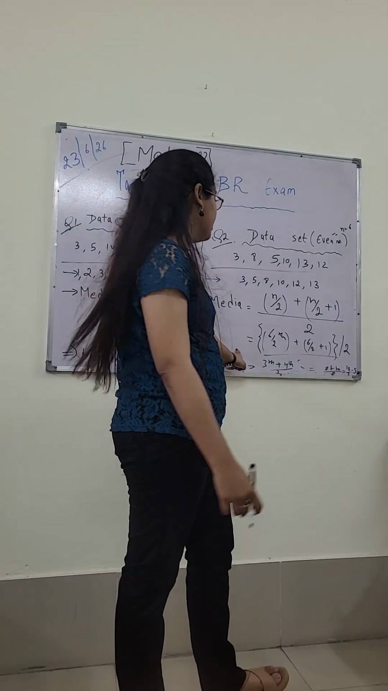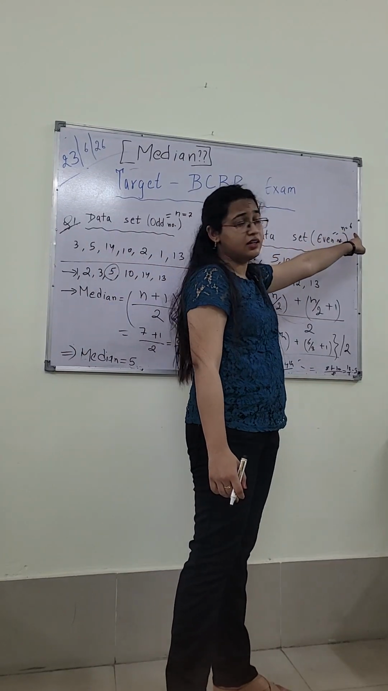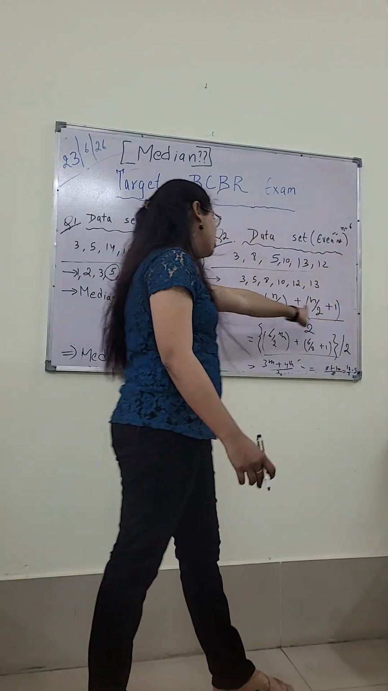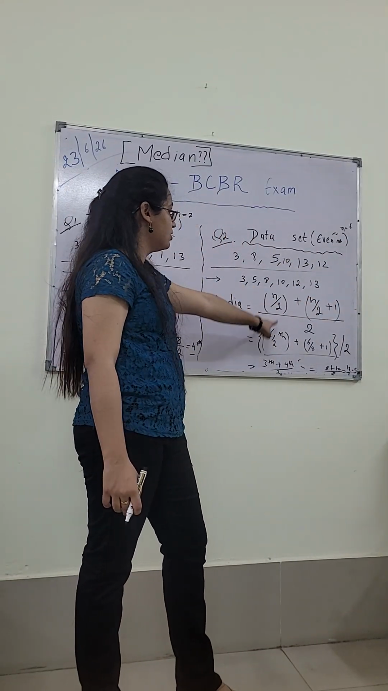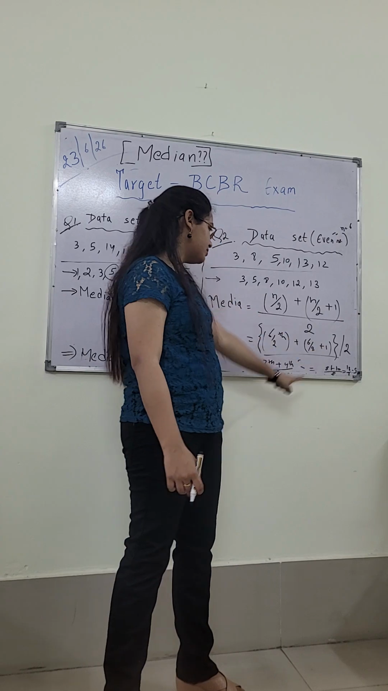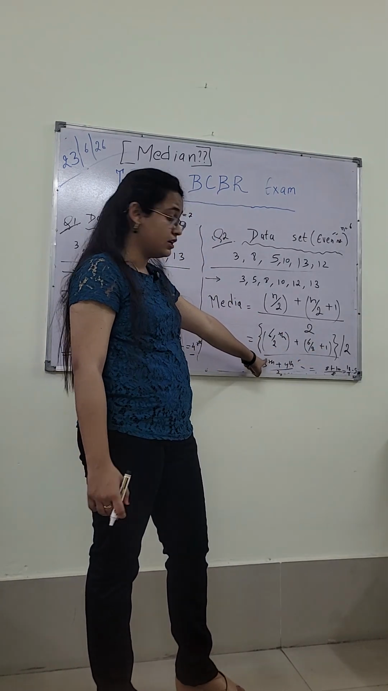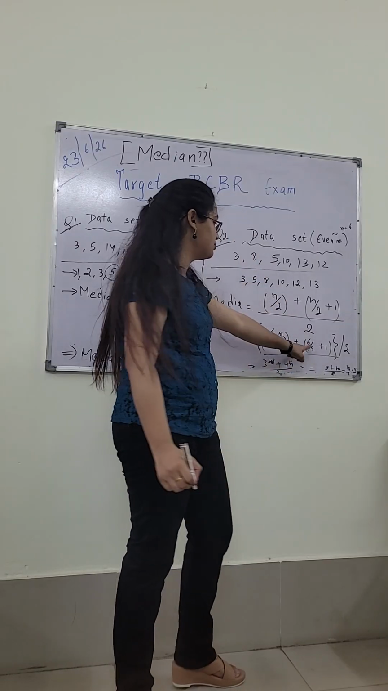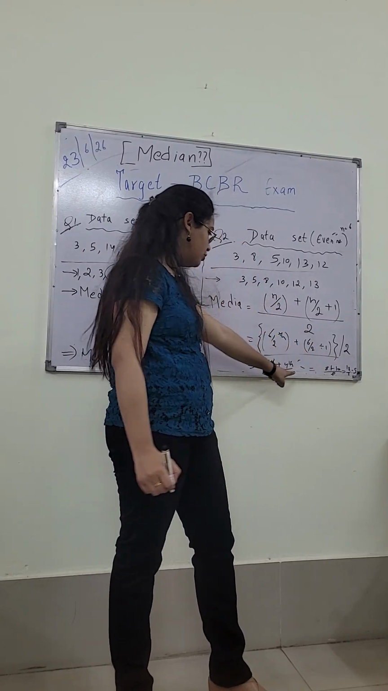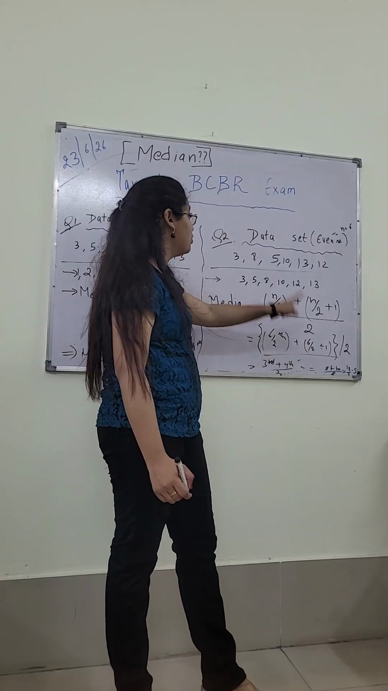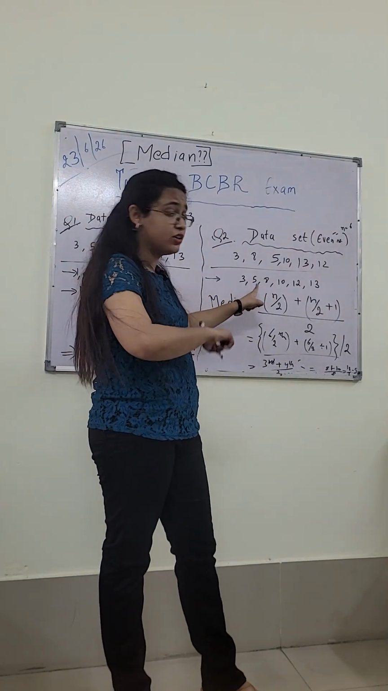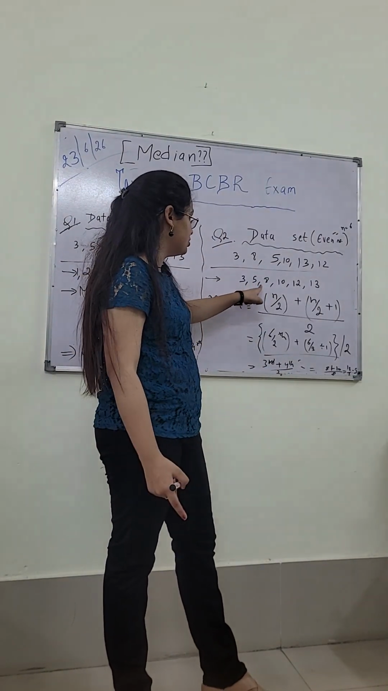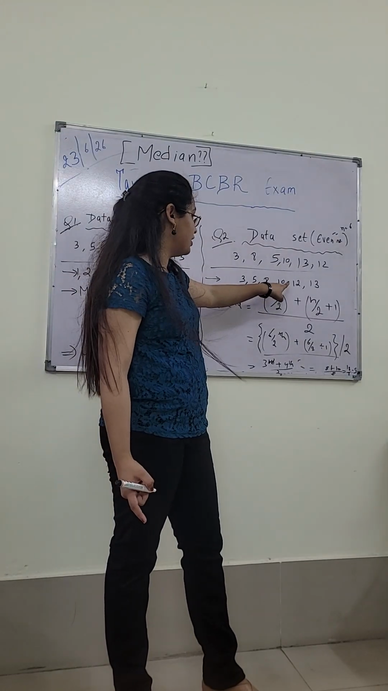Did you understand this one? See, we have substituted n, that is 6, in this formula. So 6 by 2 plus 6 by 2 plus 1. 6 by 2 is the third value, and 6 by 2 is 3 plus 1, the fourth value. So third value plus fourth value of what we have arranged, either in ascending or descending order, that is 1, 2, 3. Third value is 8, fourth value is 10.